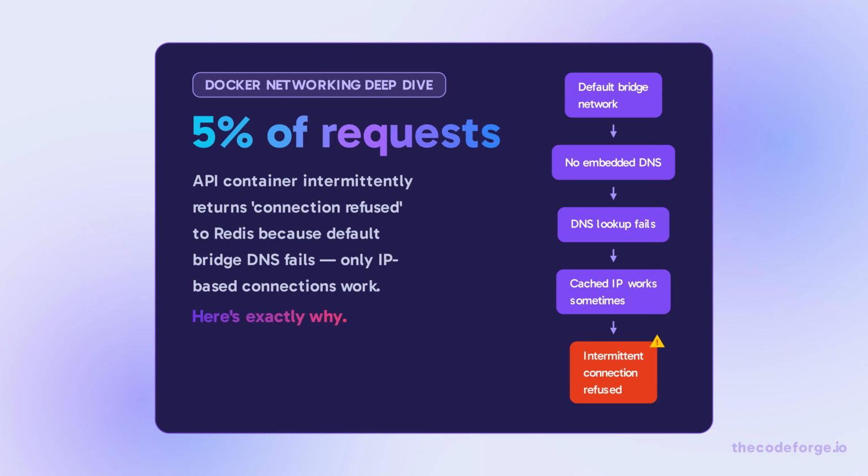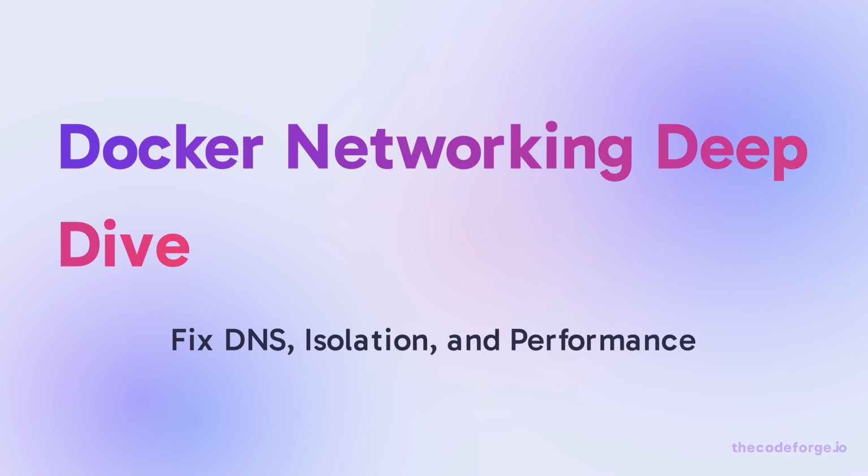5% of your API requests are failing with connection refused to Redis. DNS resolution by name fails, but connecting by IP works. The root cause? You're on the default bridge network, which has no DNS for container names. Here's exactly why. Welcome to TheCodeForge.